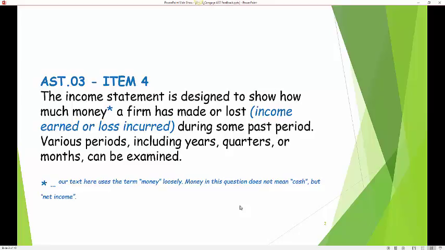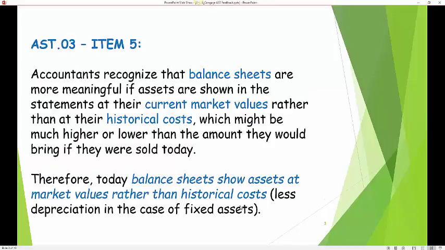The income statement is designed to show how much a firm has earned or lost during a particular period. What you have to watch out for is the term money. The text uses the word money sometimes to mean cash and sometimes to mean income. If you ever have a question on the meaning, please don't hesitate to put up a discussion note on Canvas or to contact me. Item number 5.